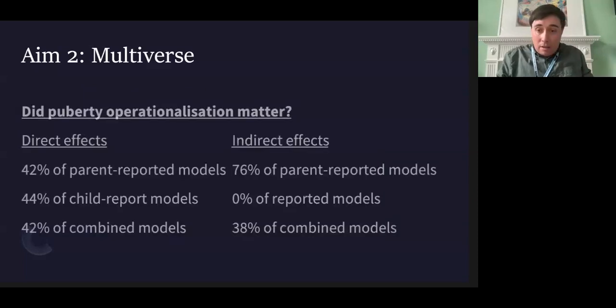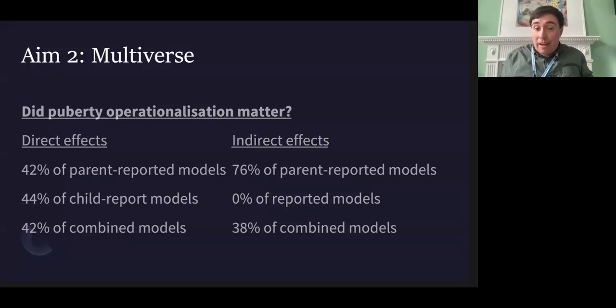Okay, and then the last bit of this is we wanted to get really into this puberty operationalization, which motivated all of this. So across all the direct effects, across all 135 models, as I mentioned, it doesn't matter really whether puberty was parent-reported, whether it's child-reported, whether you average the two, you got about 40% to maybe 45% of the time a significant direct effect.